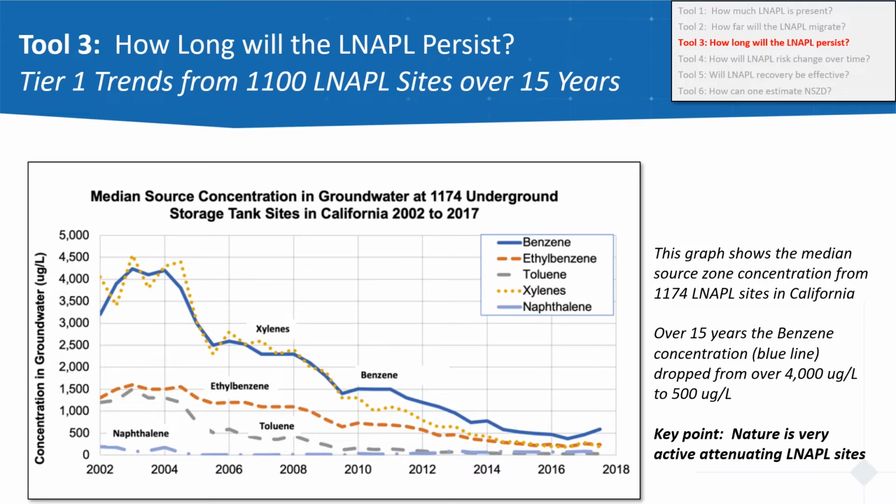And over 15 years, it shows this blue line is the benzene concentration dropping from about 4,000 micrograms per liter. And this is the average, the median concentration of these 1,174 sites, the source concentration wells, the highest concentration wells out there. And it just drops over time, some of it from remediation and some of it from just natural attenuation. So it's almost a 90% reduction over these 15 years. So the key point is nature is very active attenuating these LNAPL sites, and you can see it in some of this data mining effort, this data right in here.